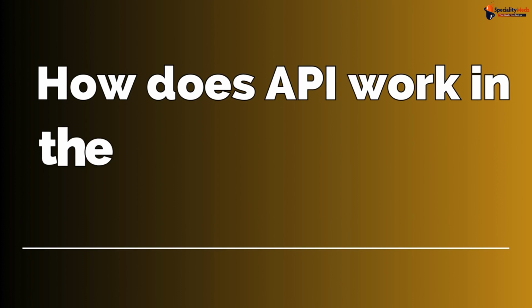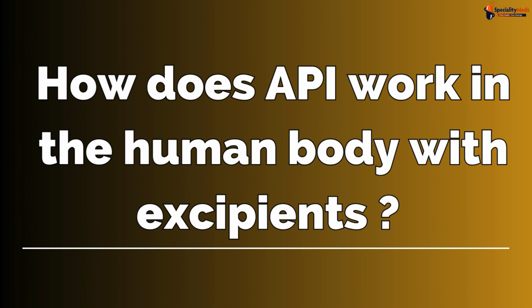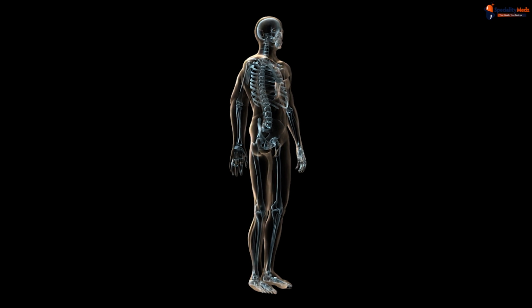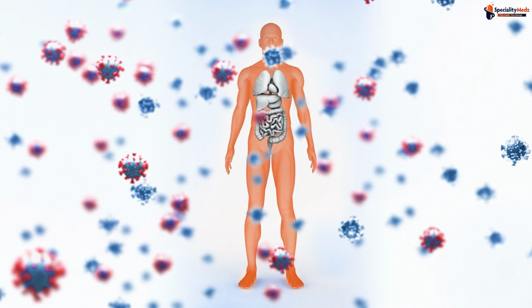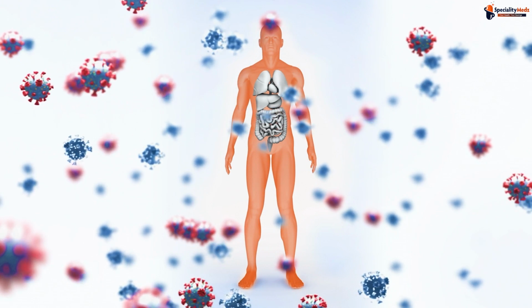How does API work in the human body? With excipients. When API enters the human body, it needs help to work and treat a disease, and excipients help in many ways. It will become the vehicle for API to reach the infected area, help to treat, etc. API is the brain and excipients is the body, and they both work together to treat diseases as they enter any form of the drug.